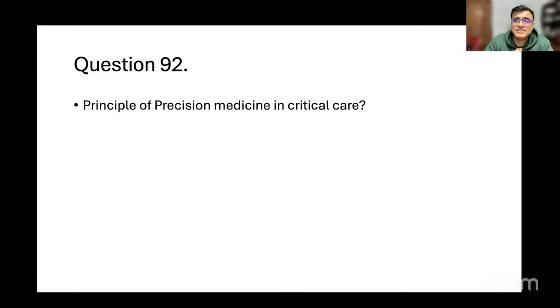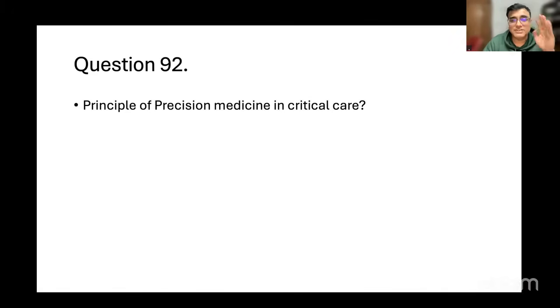Principle of precision medicine in critical care. Precision medicine basically allows you to treat based upon a personalized approach, your genomic approach. You have ARDS, whether it is hypoinflammatory or hyperinflammatory. That personalized approach you can use with precision medicine. Okay, so that is the use.